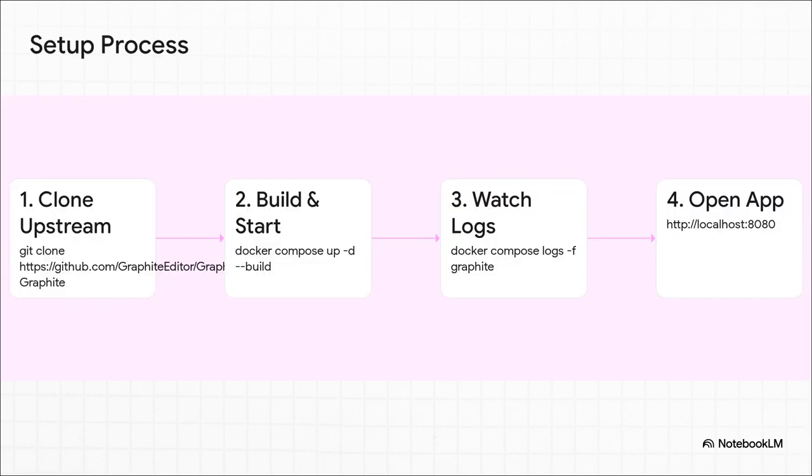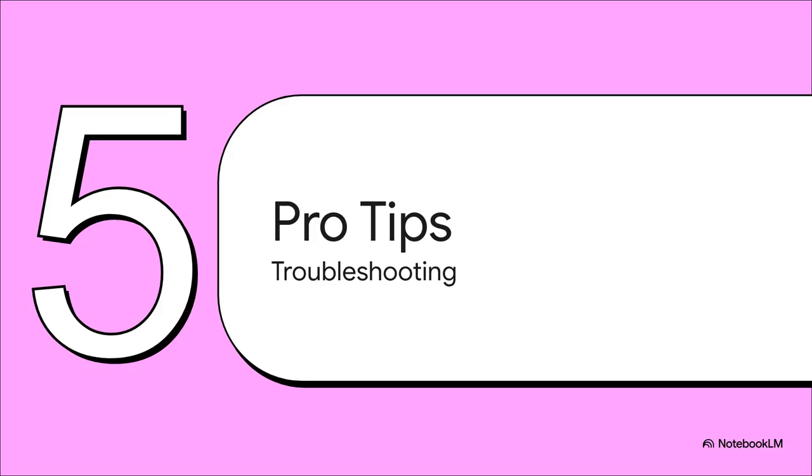And check this out. This is the entire setup. Four easy steps. You clone the main Graphite repository. You run one single Docker Compose command to build and start everything up in the background. You can tail the logs to see it all come to life. And once you see the Vite server is listening, you just pop open your browser to localhost port 8080. That's it, you're done. Okay, but before you run off and do that, let's just quickly cover a few really important pro tips and troubleshooting steps. This will make sure everything goes perfectly smooth for you.